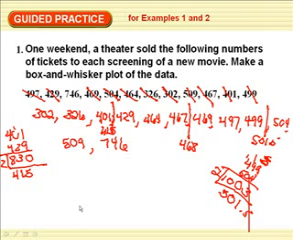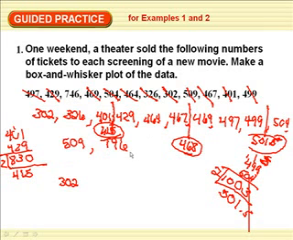So the numbers I need to make my box and whisker plot are the lower extreme, which is 302, the lower quartile right here, which is 415, the median, which is 468. That's supposed to be 501.5, very hard to read, sorry. The upper quartile, and then the upper extreme, which was 796. So my number line needs to go from 302 to 796.